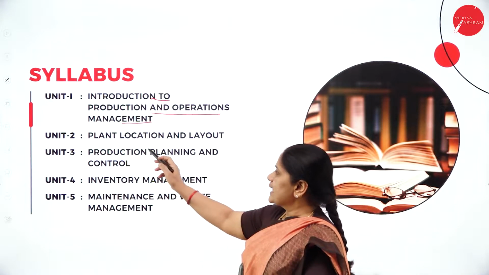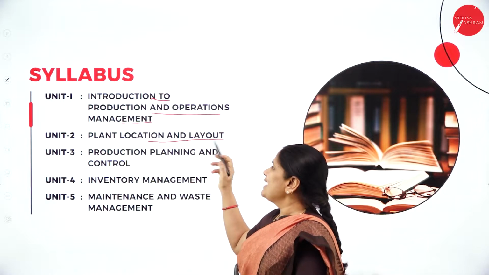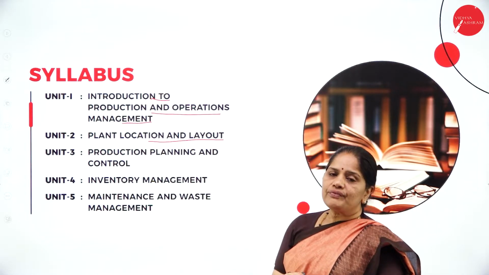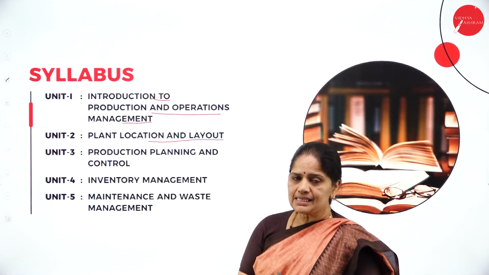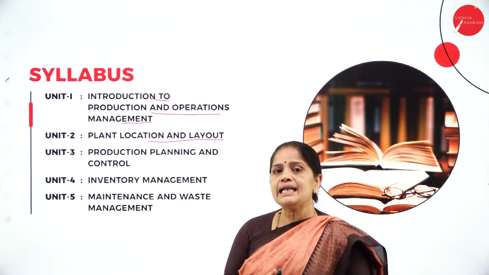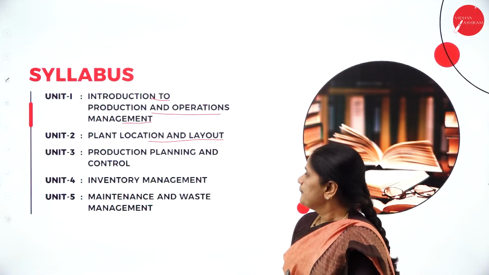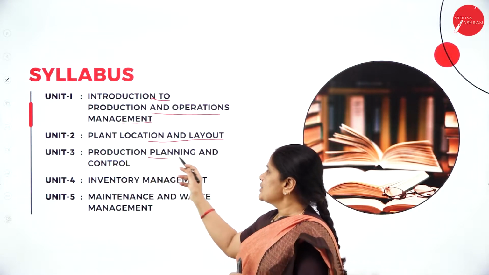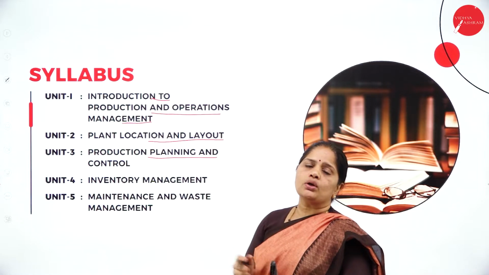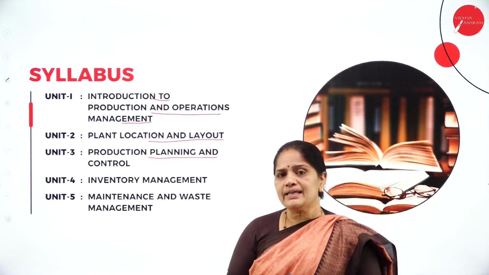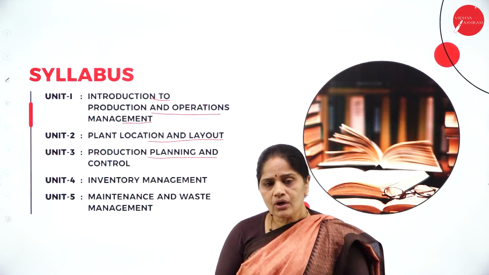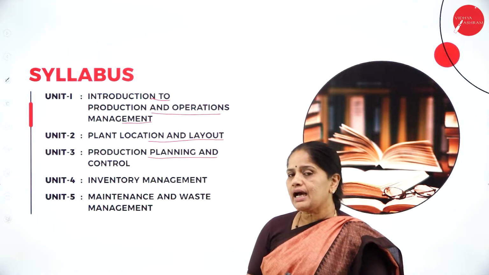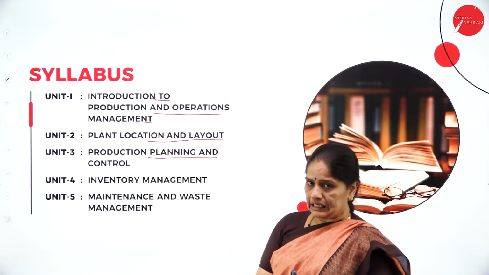Now, in the second unit, we will have plant location and layout. So, where exactly we will be setting up the plant for the business, and also how we will be setting up the layout for the business. Then next will be production planning and control. In this third unit, we will be discussing the various products and how each will be planned and controlled.